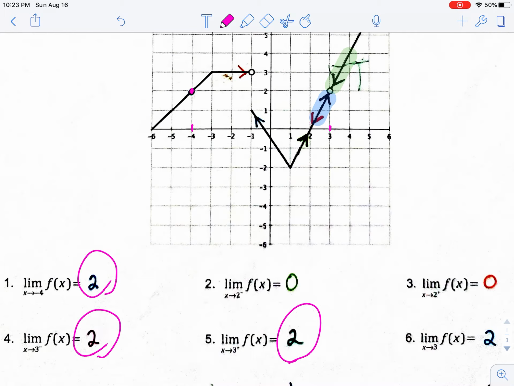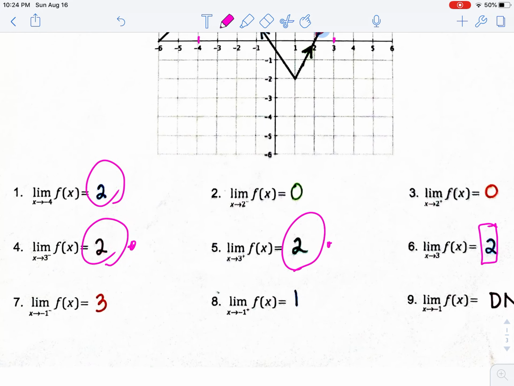Number 6 is kind of a combination of questions 4 and 5. It's asking what is the overall limit as x approaches 3 of f of x. You notice there's no plus or minus to indicate the left or right-hand limit. Since number 4 was 2 and number 5 was 2, number 6 is also going to have to be 2. If those two limits match, the left and the right-hand side, the overall limit is always going to be the exact same value.